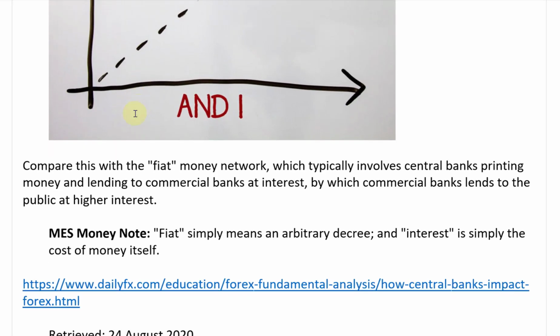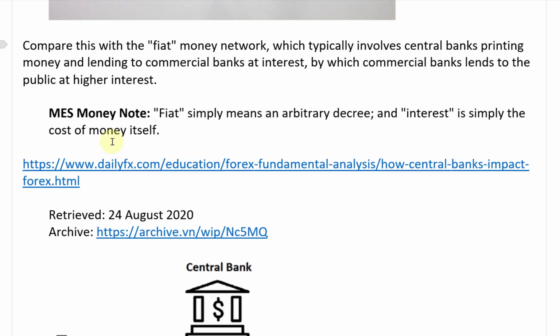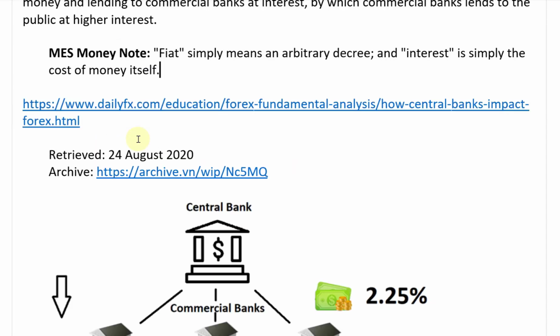All right, continue further. So compare this with the quote fiat money network, which typically involves central banks printing money and lending to commercial banks at interest, by which commercial banks lend to the public at higher interest. Note, quote fiat simply means an arbitrary decree, and quote interest is simply the cost of money itself. So they print money, give it to someone, but then they have to pay back a percentage each month or each year and so on. And the system looks something like this.